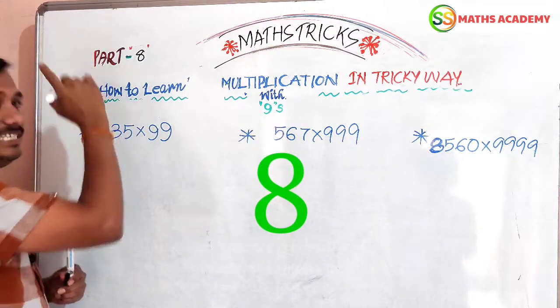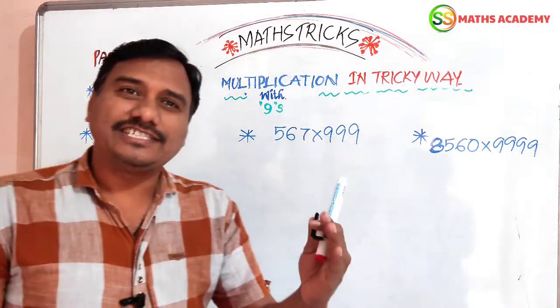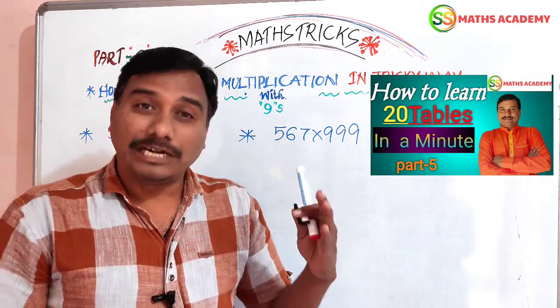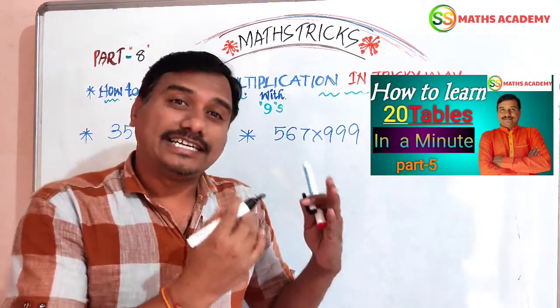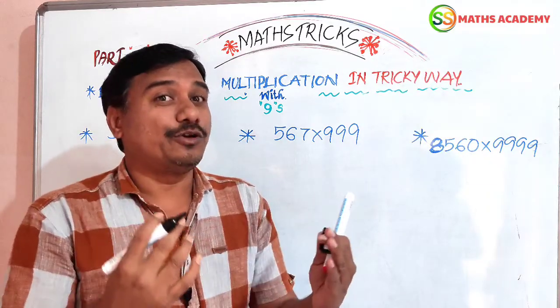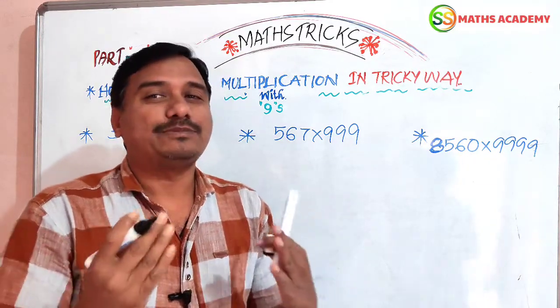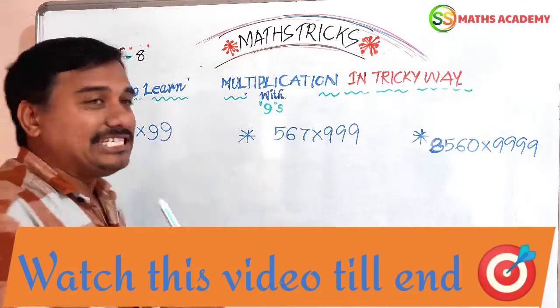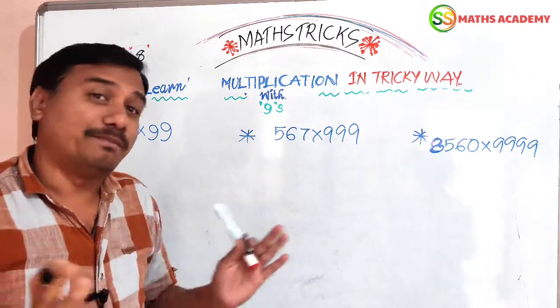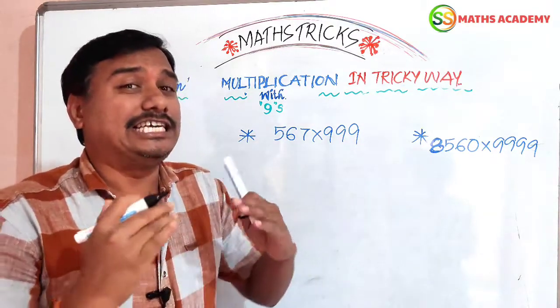Session number 8, friends. In our previous tricks, what have we learned? Yes, about multiplication tricks, about table tricks. Today I am happily going to explain about multiplication of any number with equal nines.